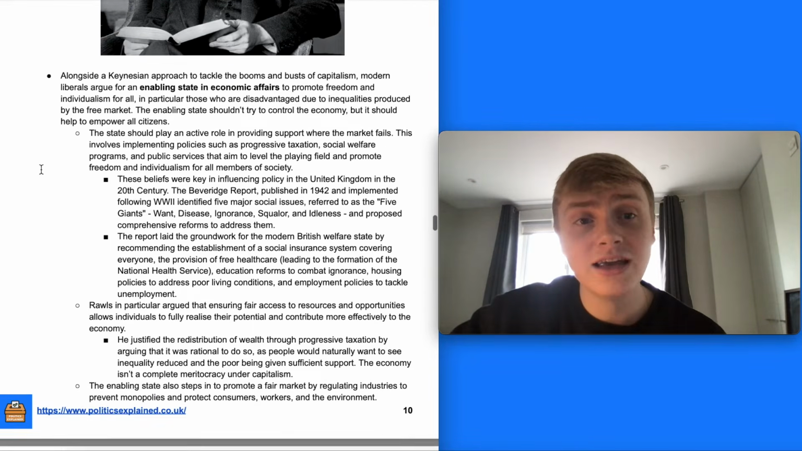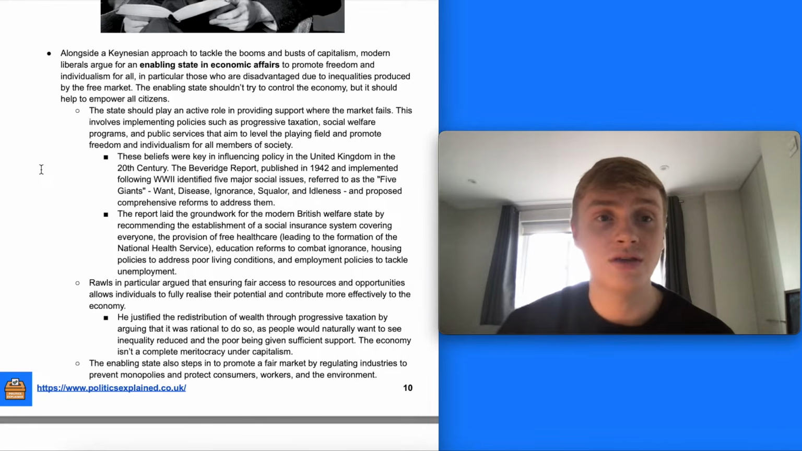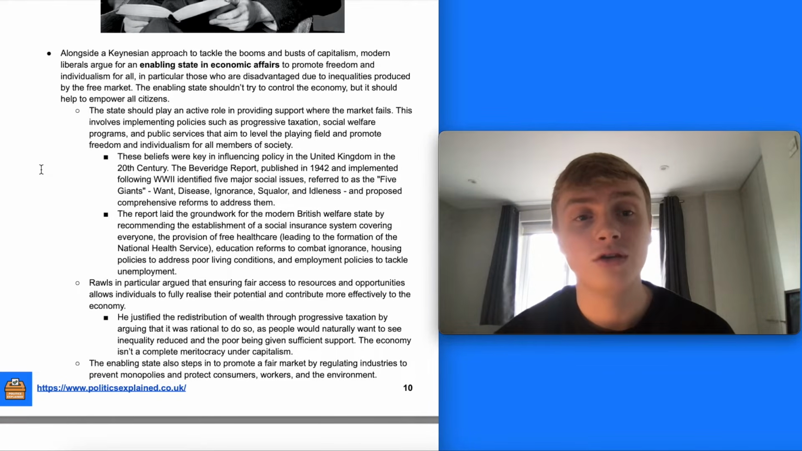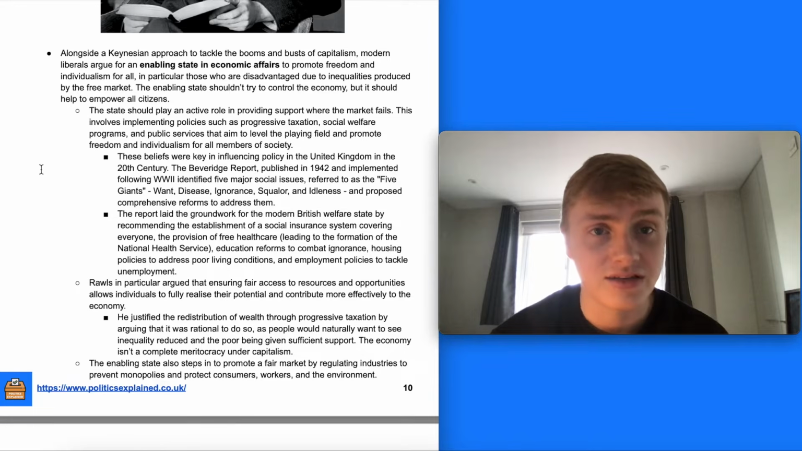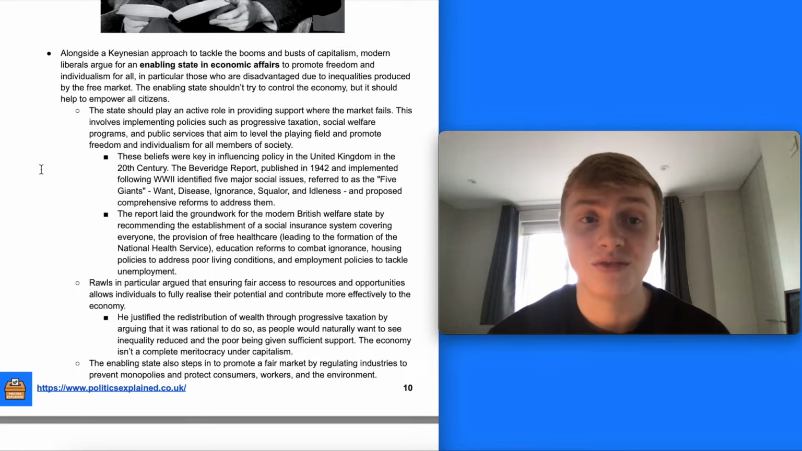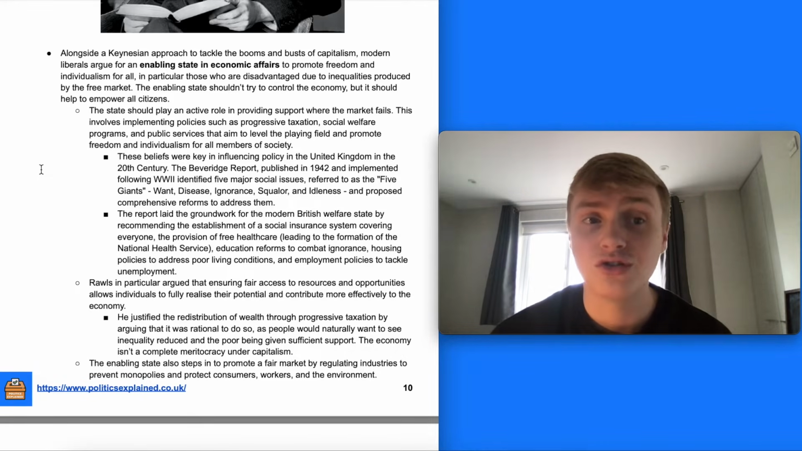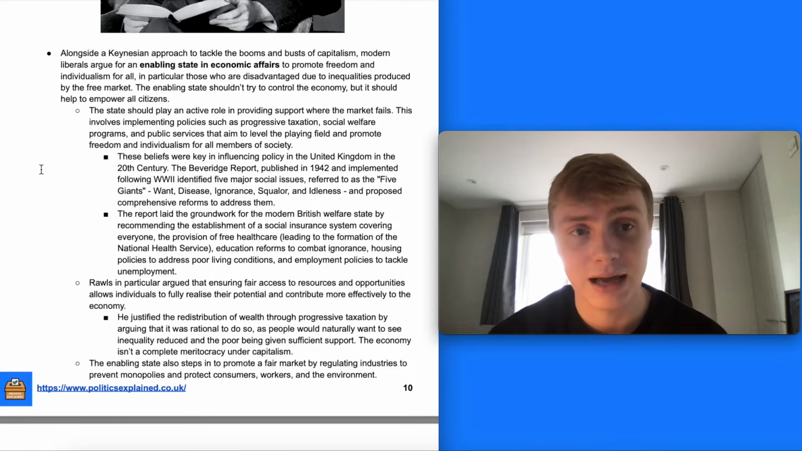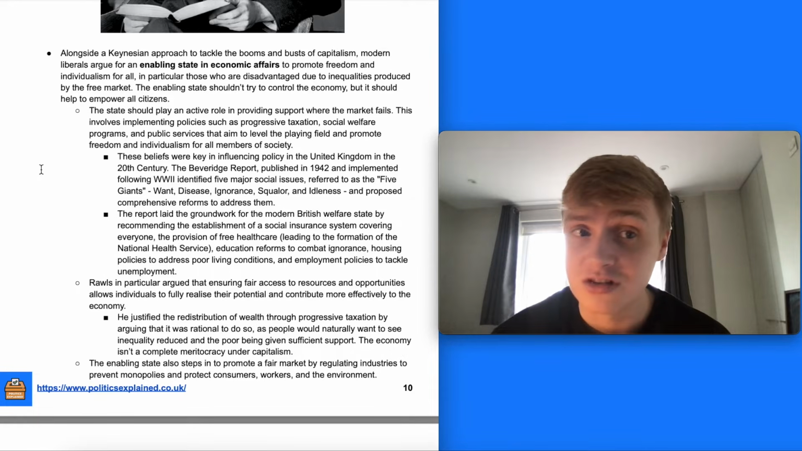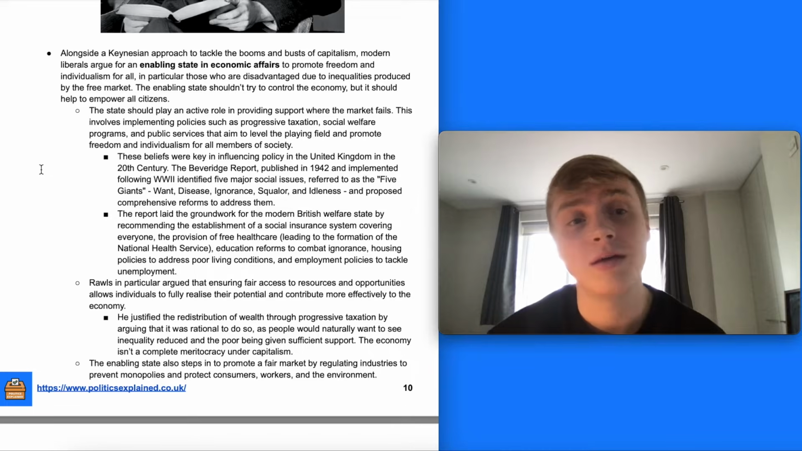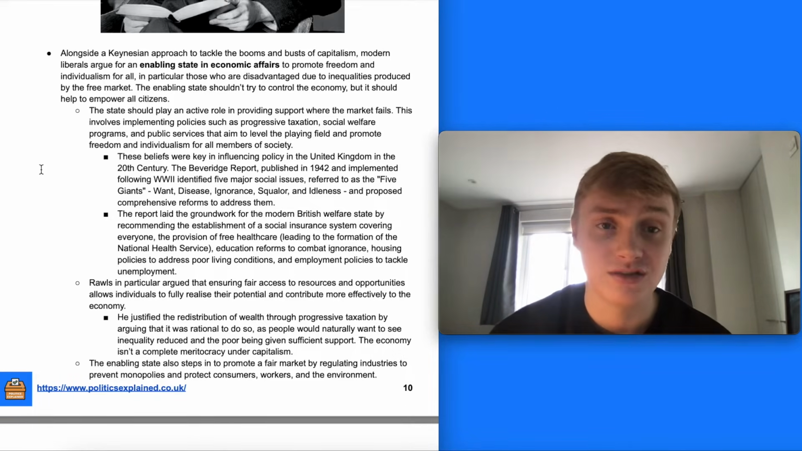And alongside a Keynesian approach to tackle these booms and busts of capitalism, modern liberals argue for an enabling state in economic affairs to promote freedom and individualism for all. In particular, for those who are disadvantaged due to the inequalities produced by the free market, by laissez-faire capitalism. The enabling state shouldn't try to control the economy. It's not socialism, but it should try to help empower all citizens in society to pursue their freedom and individualism.